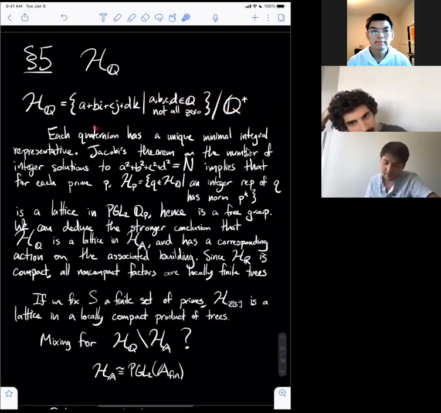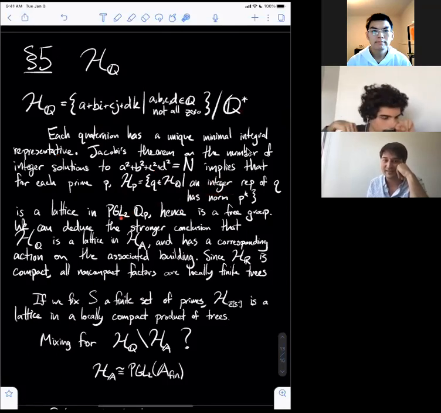So each rational quaternion has a unique minimal integral representative, right? So clear denominators and then pull out any prime factors that occur in all of a, b, c, d. Using Jacobi's theorem on the number of integer solutions, we can actually deduce that for a fixed prime p, the rational quaternions that have an integer representation with norm a power of p, right?